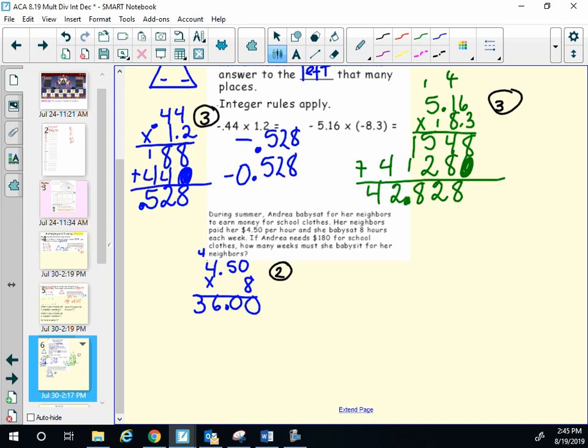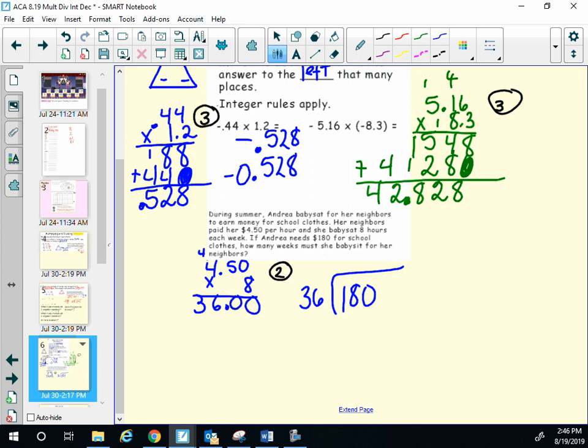And again, does my answer seem reasonable? $36. Before I put the decimal, it's $3,600. There's no way that she would make that much money, right? So let's think about this. If she makes $36 a week, and she needs $180, what operation can I do to help me figure it out? Divide. So we're taking the $180 and we're going to divide it by 36.